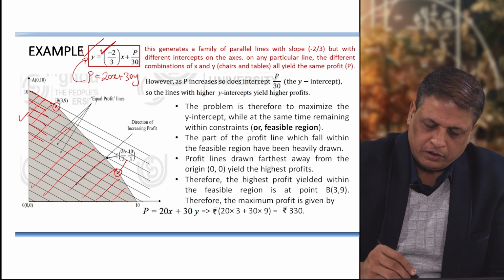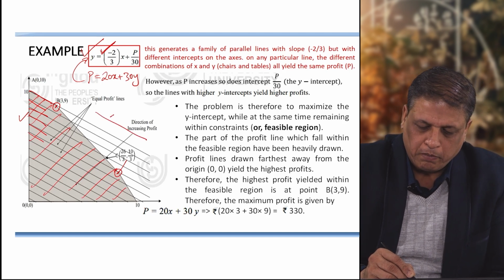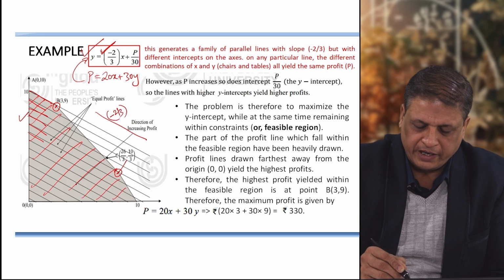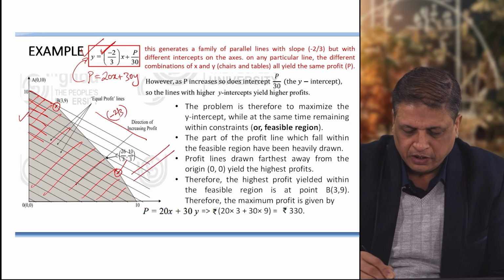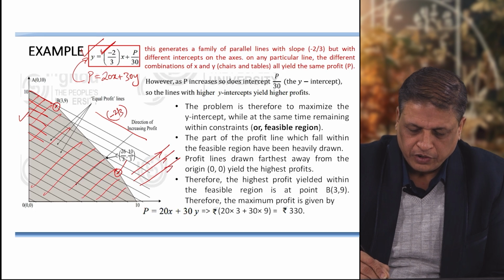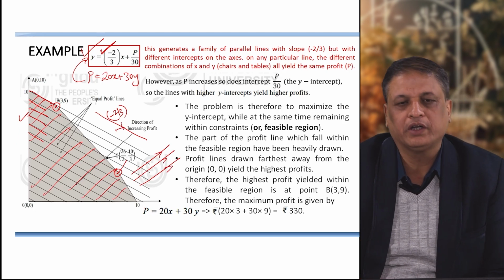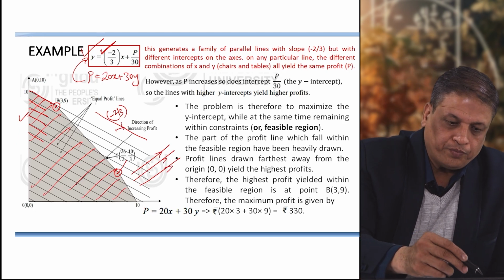They are moving in this direction because the slope is minus 2 by 3, the slope is negative. If the slope is positive, then these lines might have gone in the rising way, in this direction. But this is decreasing, so it is going in this direction.